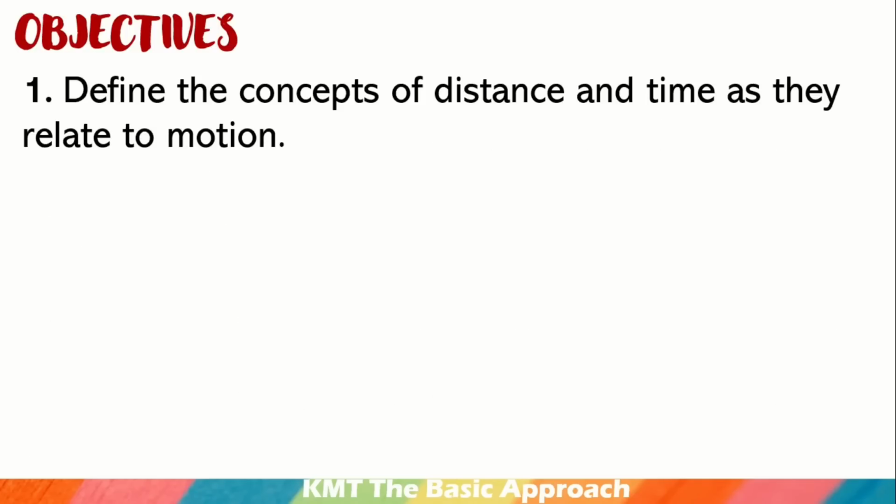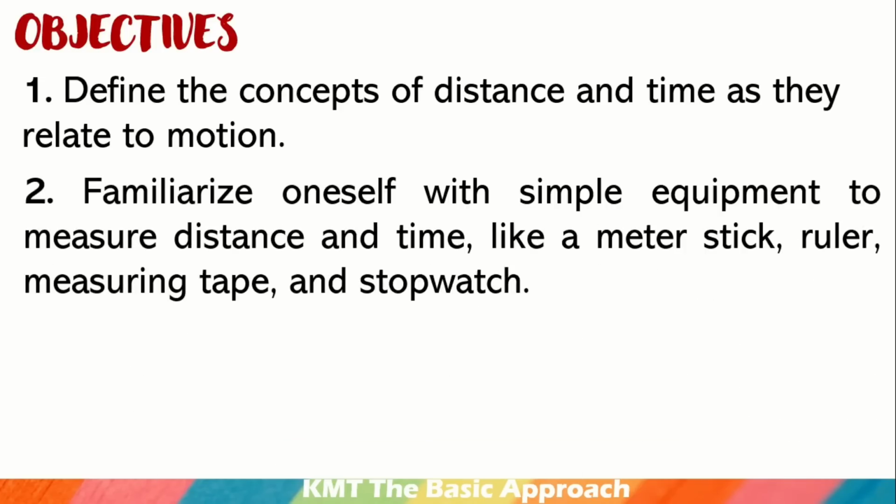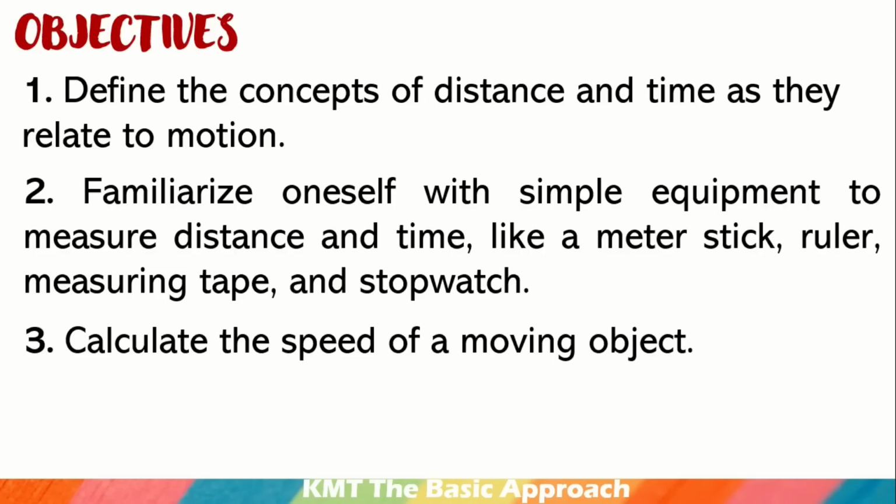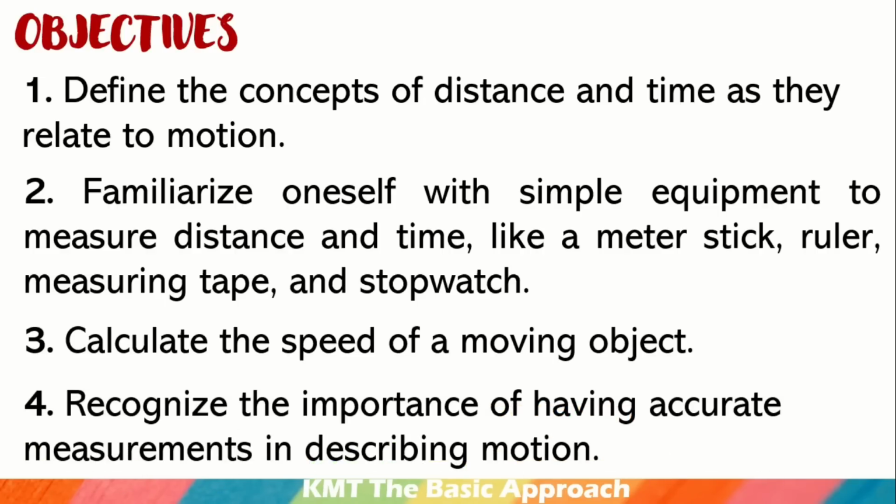Today, we will learn about describing motion using distance, time, and speed. Here are the possible objectives for today's lesson. Number 1. Define the concepts of distance and time as they relate to motion. Number 2. Familiarize oneself with simple equipment to measure distance and time like a meter stick, ruler, measuring tape, and stopwatch. Number 3. Calculate the speed of a moving object. And number 4. Recognize the importance of having accurate measurements in describing motion.